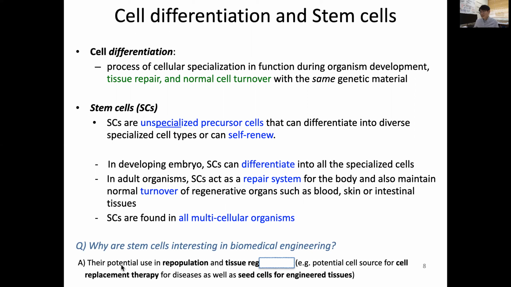So this potential use of stem cells for repopulating and tissue regeneration is of great interest to us, especially when there's an injury, an accident, a loss of tissue, or a problem in organ replacement. So stem cells as a potential cell source are very important, and for cell replacement therapy for diseased tissue, also for creating engineered tissue, such as, let's say, skin replacement for burn patients. And as a seed cell, stem cells would be very interesting to us.